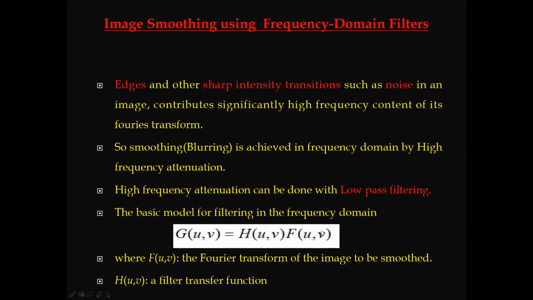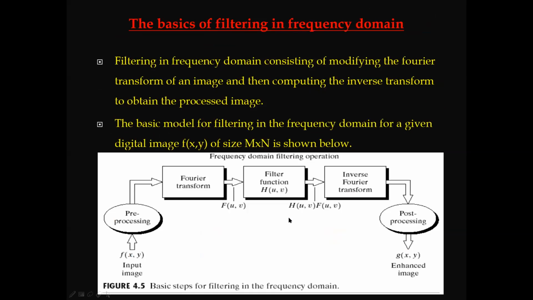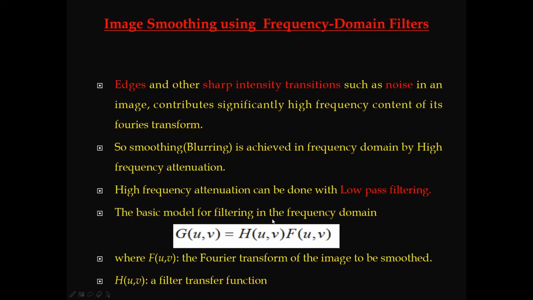The basic model for filtering in the frequency domain is G of u comma v equals H of u comma v into F of u comma v. This is the filtering in the frequency domain. Suppose in the filter function H of u comma v, we place a low pass filter, then this block diagram is used for the purpose of smoothing. That means this block diagram becomes a smoothing function, where F of u comma v is the Fourier transform of the image to be smoothed, and H of u comma v is a filter transfer function.